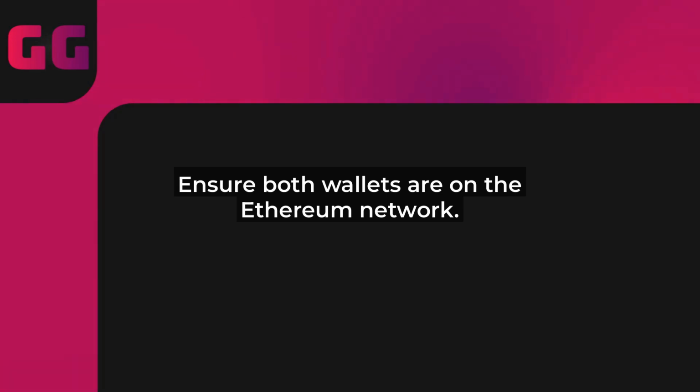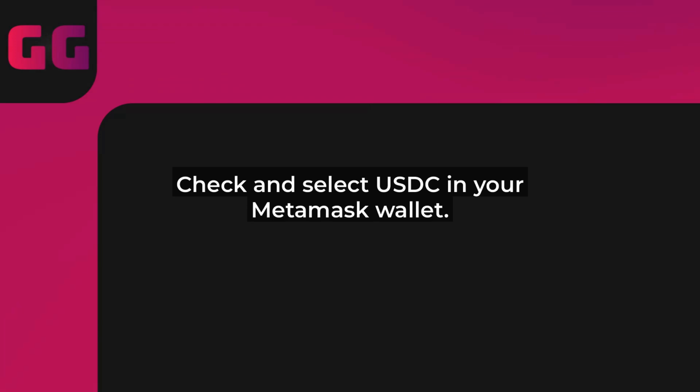Let's jump right in. First things first, make sure you have the basics set up. You'll need a MetaMask wallet with some USDC in it and a verified Bitrue account. Also, ensure both are connected to the same network, probably Ethereum, since USDC is an ERC20 token. If they're not, switch networks in MetaMask by clicking the network dropdown and selecting Ethereum.